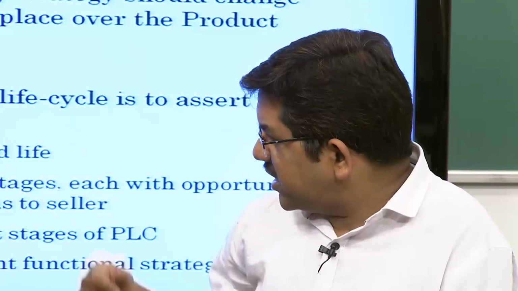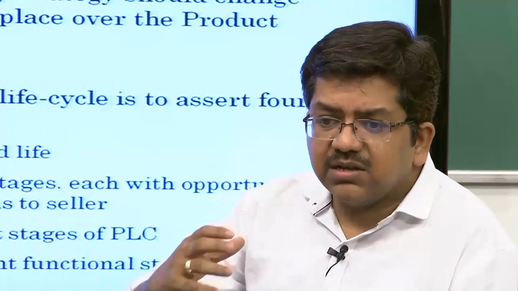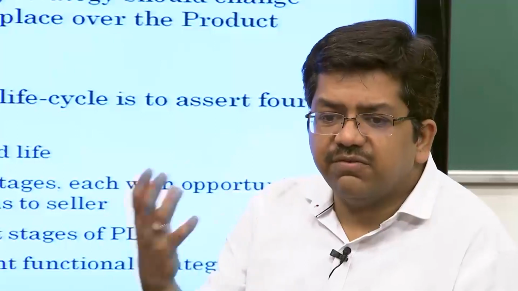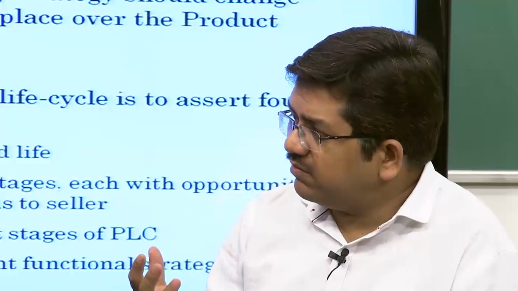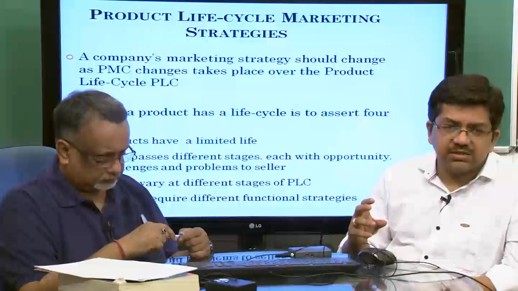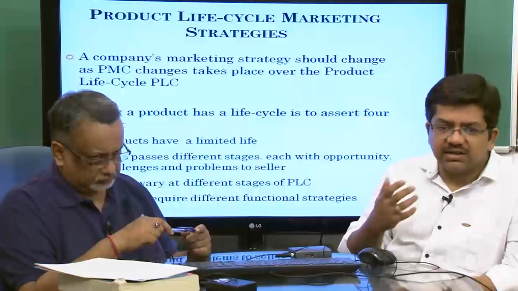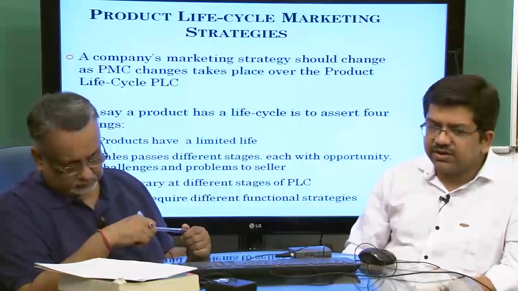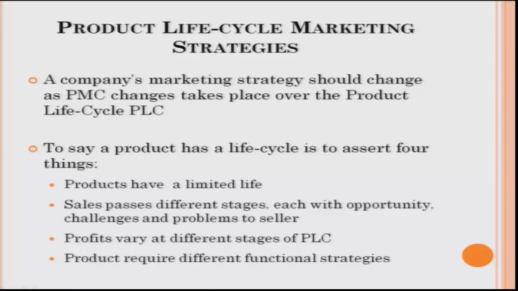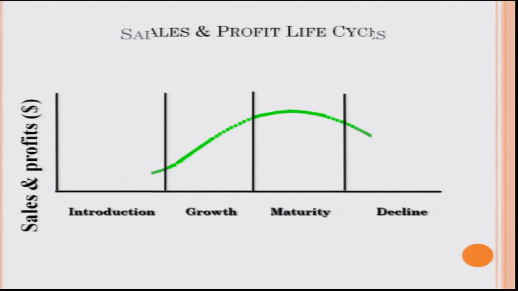Now, as each stage is different from the other, you need to understand those stages quite well, how they are different from the other stages, and you need to change your strategies. That is what this last point is: a product requires different functional strategies. And as a product passes through different stages, profits also vary during the product life cycle.